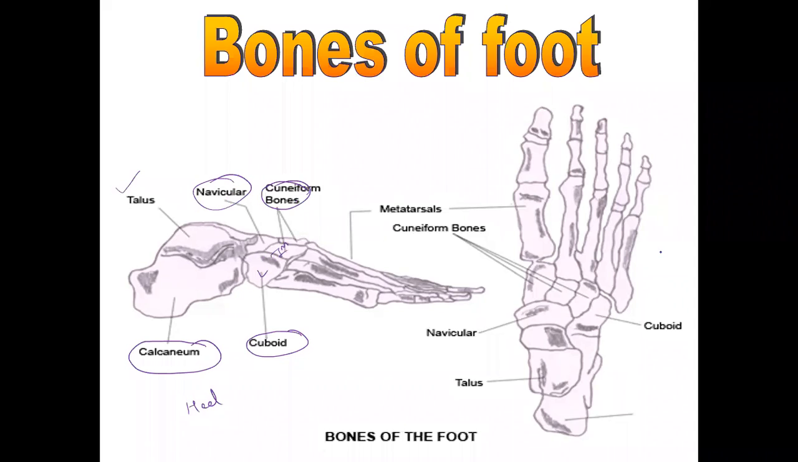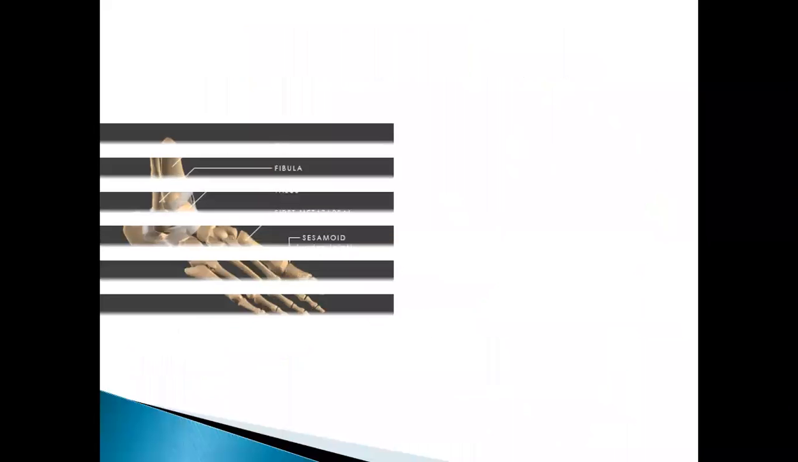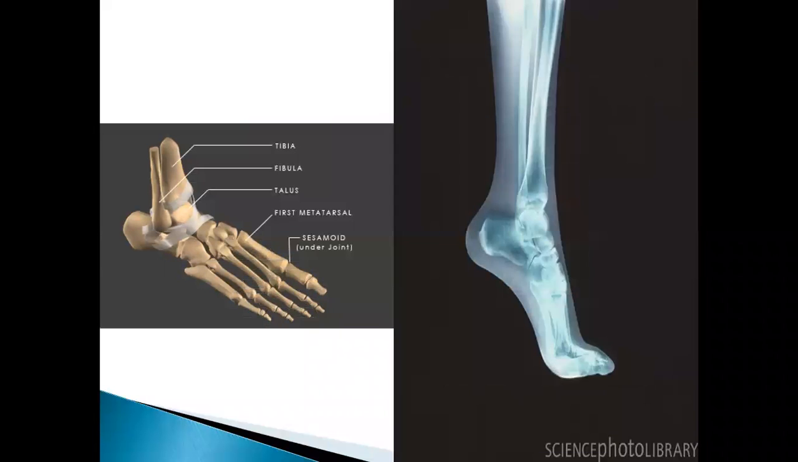Then we have the metatarsals. Metatarsals will be 5 in number, and above that we have phalanges, which are 14 in total. So these are the bones of the foot. This is how bones are arranged.